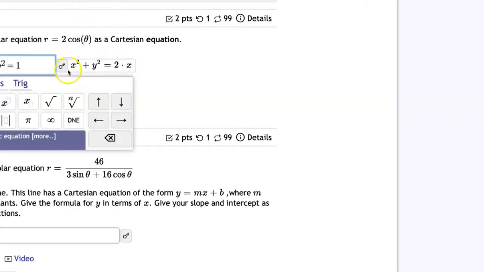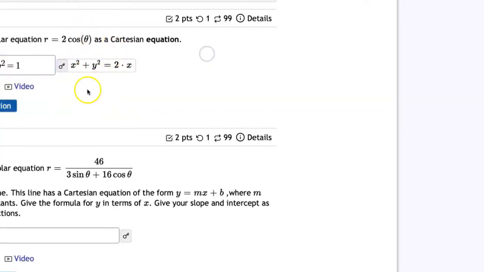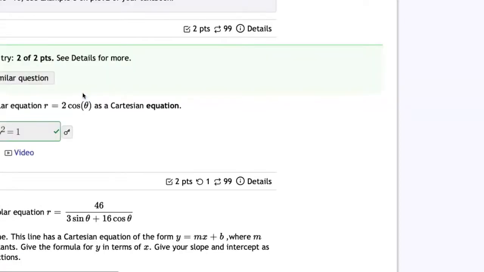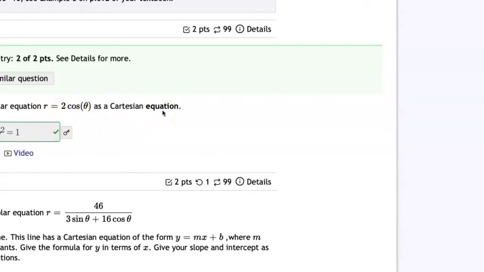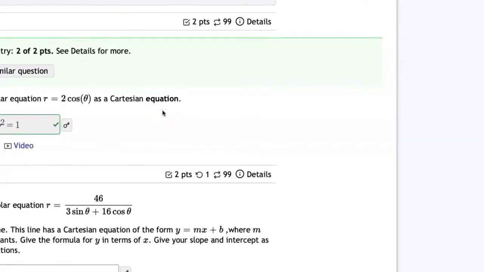So I just typed that in, and let's see, do I get it right or wrong? Yay, I got it right. So it turns out if you do rewrite it as a circle in the proper format of a circle, you will still get your problem right. So that's a great review of conics.